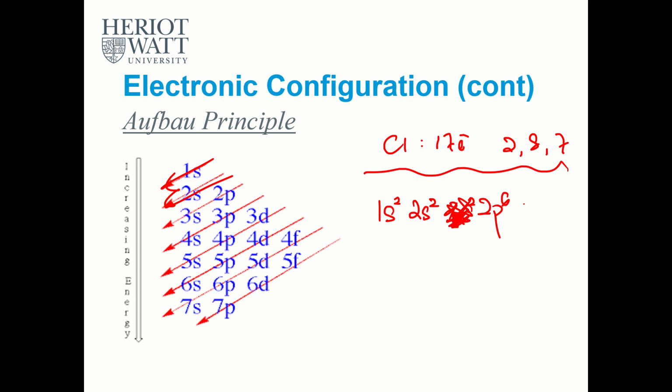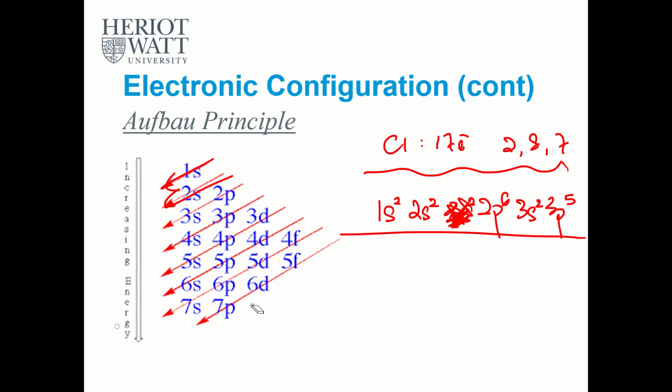I need 17, right? So continue. 3s, I put in 2. And then 3p. Okay, there you go. Now I have 6 plus 4, 10, 10 plus 2, 12. I need another 5. P orbitals, you can put in a maximum of 6. I have 5 remaining, so just put in 5. So this is the configuration.